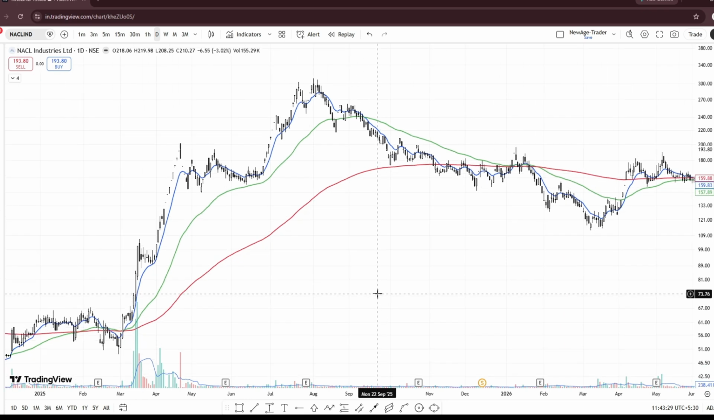And an important disclaimer I want to give: I'm not SEBI registered. Everything here is for educational purposes only. Please do your own research and manage your own risk properly.